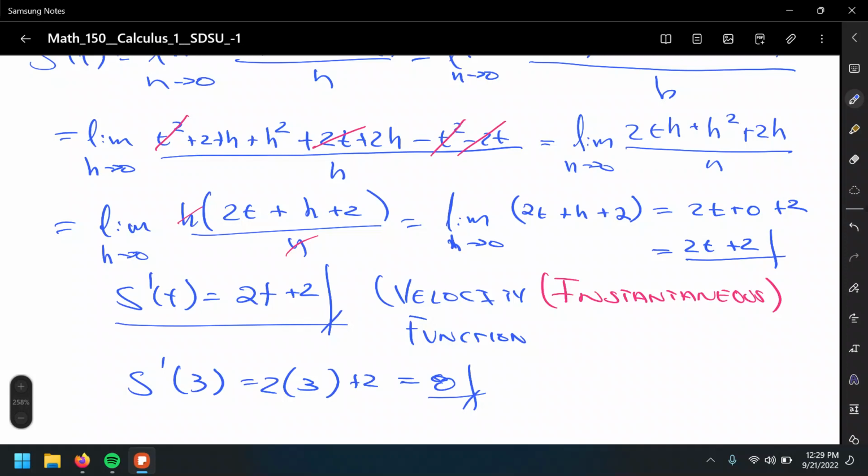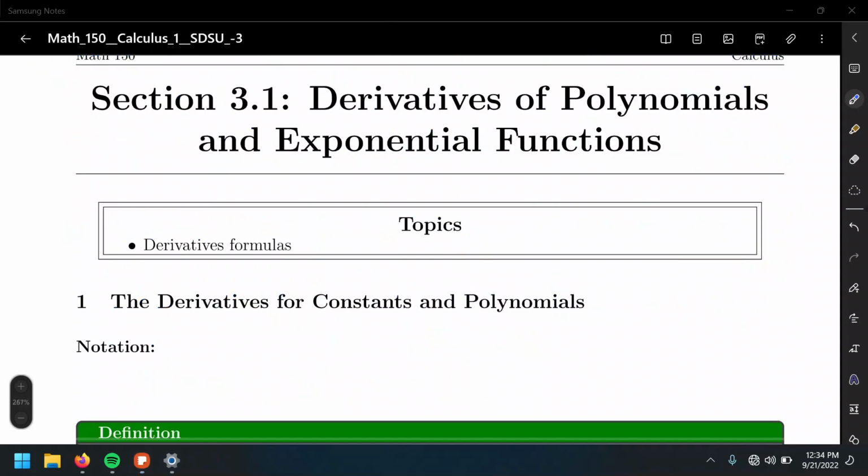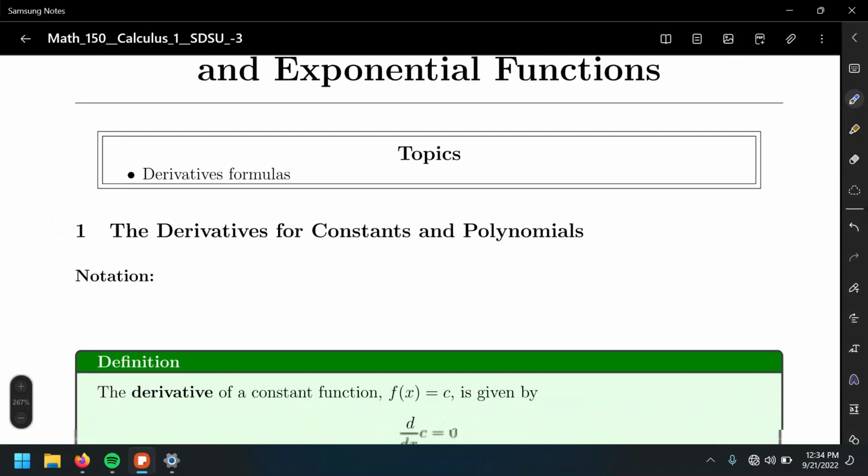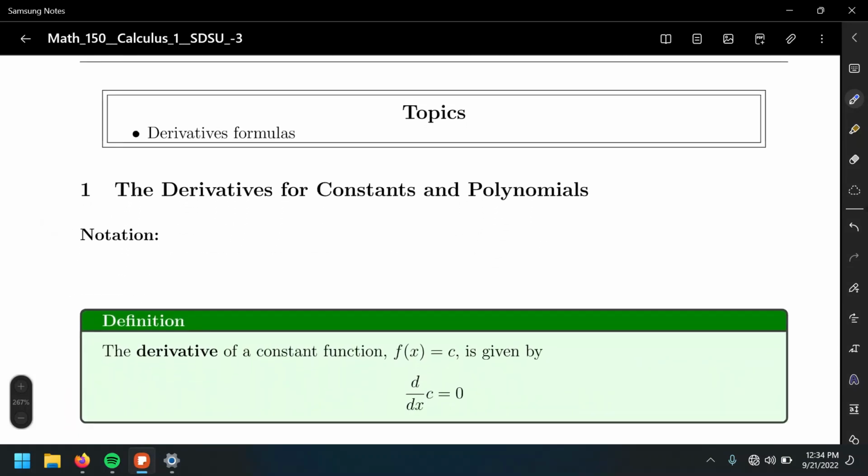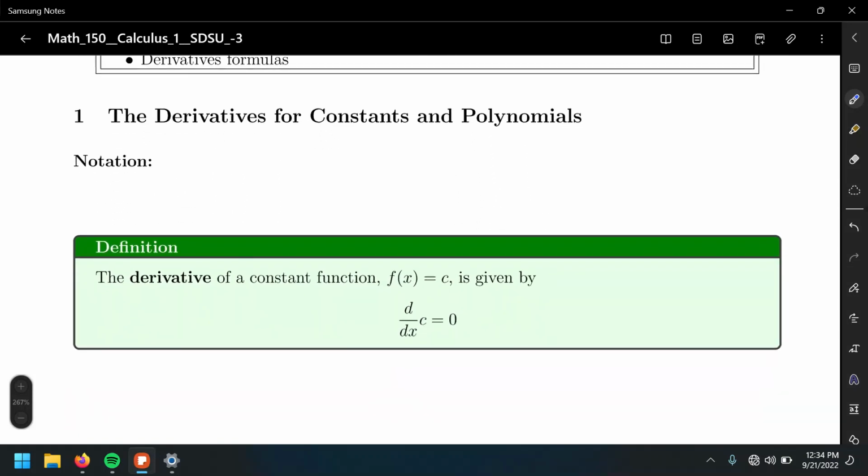Okay, guys. Let me pause it. So instead of using those painful processes to find the derivative using the limit definition, we are going to use what's called the differentiation rules. Number one, let's have a look at notation.